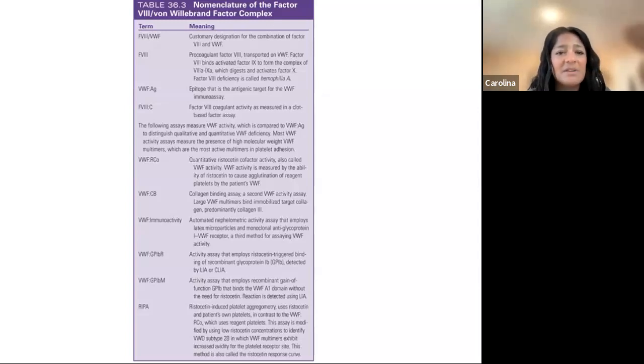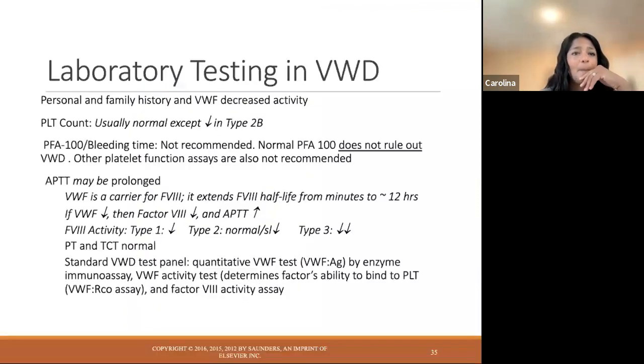Von Willebrand factor activity is measured by the ability of ristocetin to cause agglutination of reagent platelets by the patient's von Willebrand's factor. You have von Willebrand's factor CB, which is a collagen binding assay, a second von Willebrand factor activity assay, von Willebrand's factor immunoactivity, von Willebrand's factor GP1bR. So these are different tests, RIPA, that you can do to assess the levels and the function of von Willebrand factor.